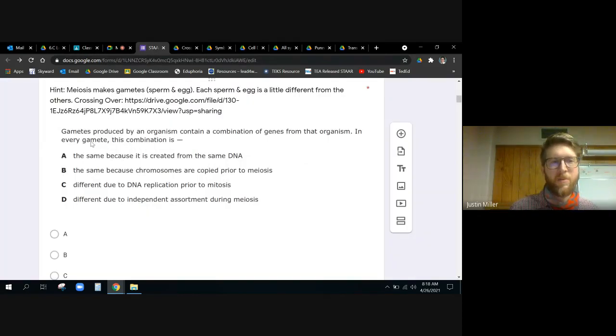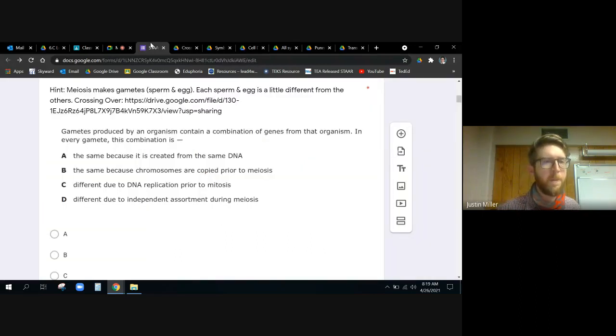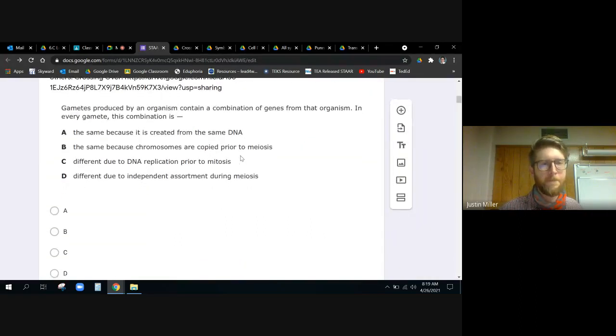So the question is, in every gamete, this combination is what? So the combination of genes in every sperm cell and egg cell is a little bit different due to this thing called independent assortment, or crossing over, same thing, which is this. Where the chromosomes swap DNA and they shuffle to make each one a little bit different.